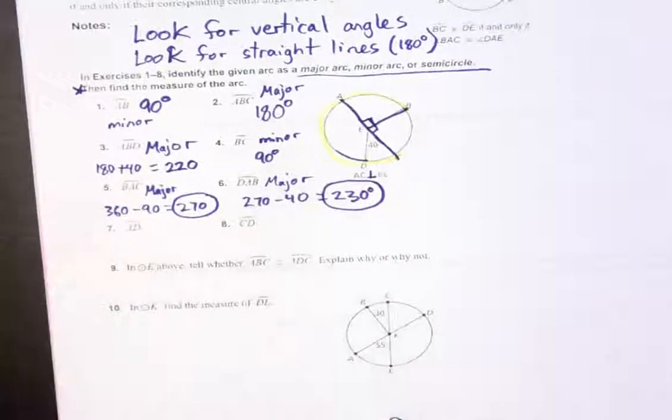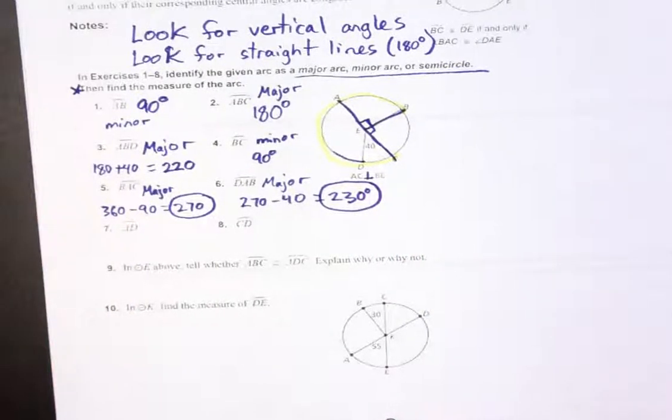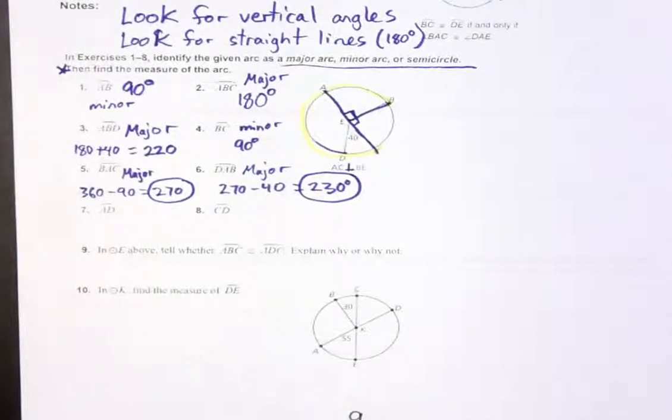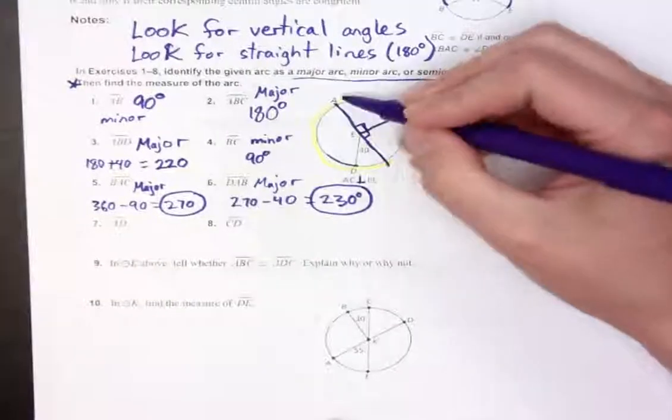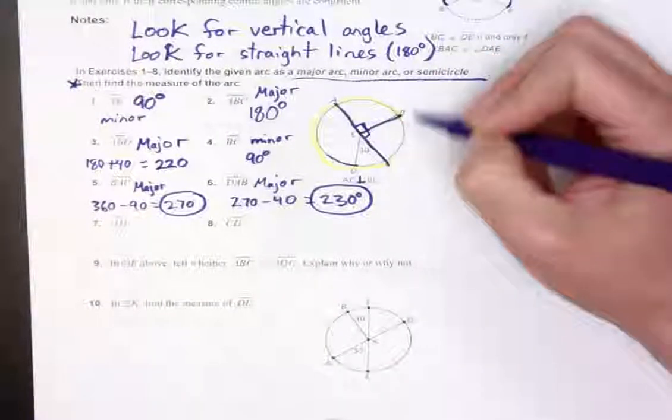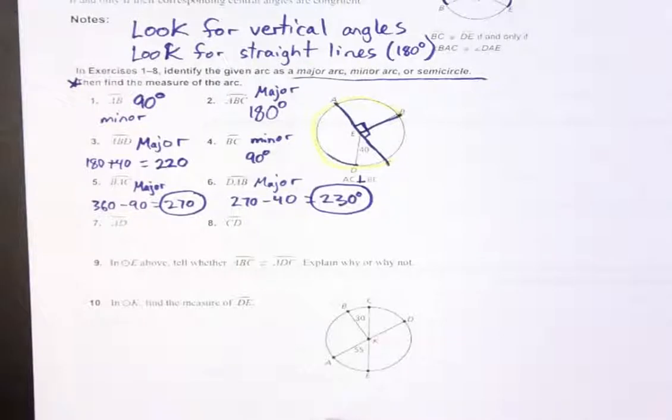So you guys, this lesson, which is our last lesson for this unit, and then we're going to do review and test. But it's all just about adding up the parts or subtracting the parts, knowing that our whole circle is 360. It's pretty easy for most people.